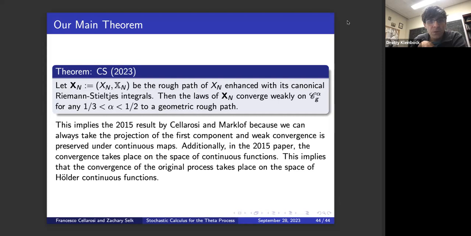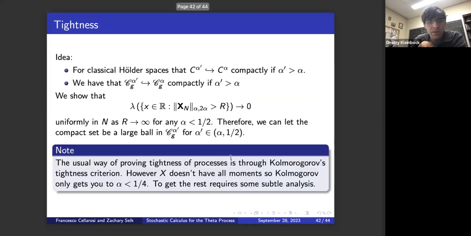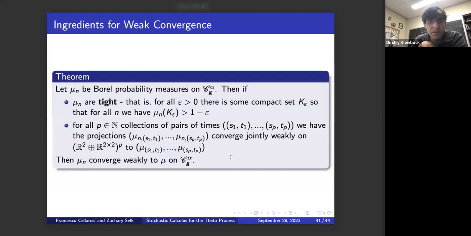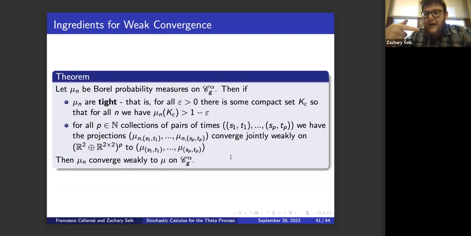Sorry, can you say again, a few slides before you worked with the measures mu n, and you were proving that they form a tight sequence. So what are those measures in the actual theorem? Mu n's are the laws of xn, comma mathbb xn. So it's the process with its canonical Riemann-Stieltjes integrals. These are both random processes or random functions on the simplex. And then the laws of this on the space of the geometric rough paths. The laws of these we want to show converge.